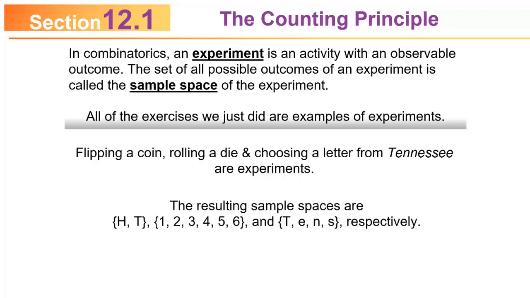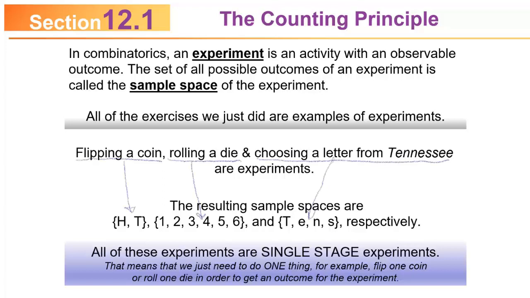And if we're talking about the sample space, going back to the example of the coin toss, the sample space is H for heads, T for tails. For the single six-sided die roll, the sample space is the numbers 1, 2, 3, 4, 5, and 6. And for the letters in the word Tennessee, it's the set containing T, E, N, and S. Those are the sample spaces for each of those experiments.